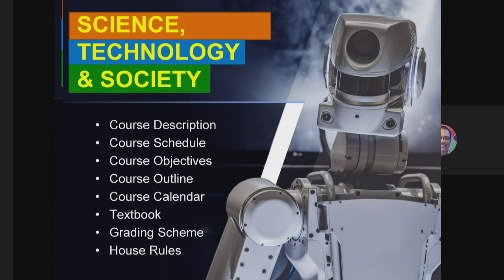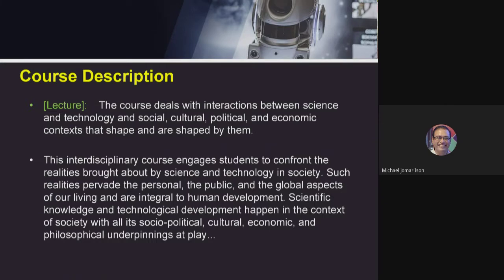Now let's begin with the first topic. So what is STS all about? Well, STS is a course that deals with interactions between science and technology and social, cultural, political, and economic contexts that shape and are shaped by them. As we already know, science and technology are affected by several aspects in the world, inclusive of social, cultural, and political economic context. But not only that, even this context affects science and technology back.